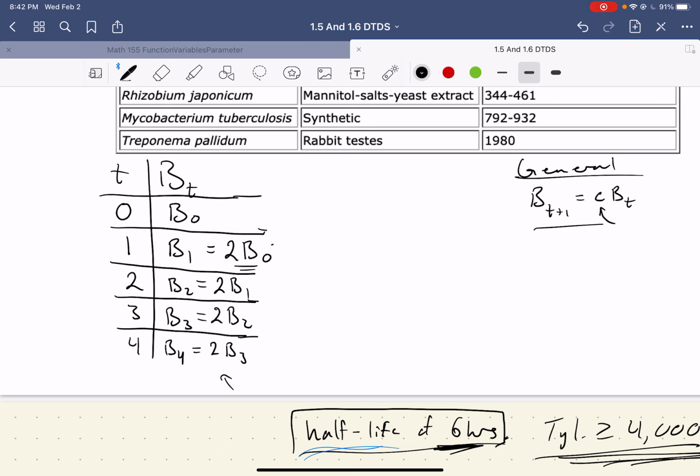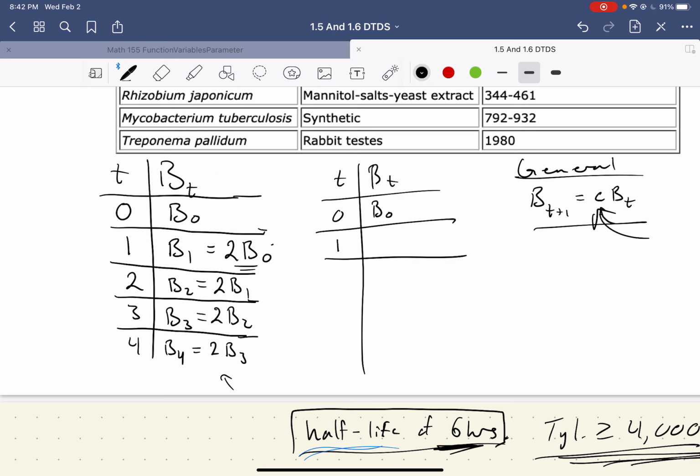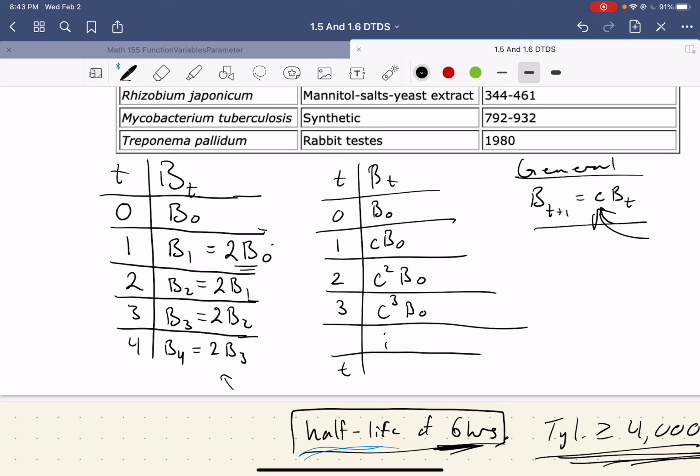Let's write back down, we have our updating function. Let's find the solution function, and let's just do it for the general case, okay? So in general, I have t, and I have b_t, and at 0, I have b_0. Now I'm in the general case, so here's my updating function. The next time unit, I have c b_0, and the next time unit, I do c times that, well, that's c squared b_0. And the next time unit, I do c times that, that's c cubed b_0. And hopefully you see the pattern. At time t, I have c to the t times b_0, and that will give me b_t. Okay, so here's a solution function.